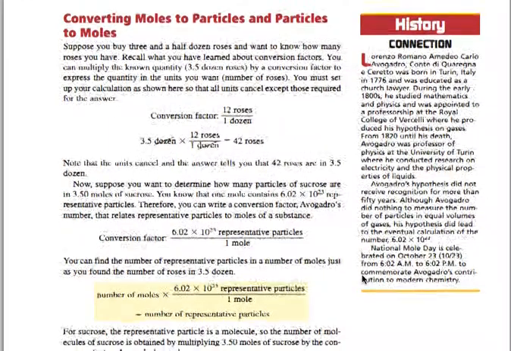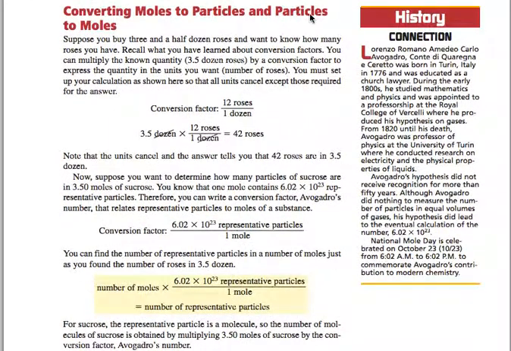Converting moles to particles and particles to moles. So this is going to be the mathematics part. Suppose you buy 3½ dozen roses. Remember, a dozen is 12, and you want to know how many roses you have. Recall what you've learned about conversion factors. You can multiply the known quantity, 3.5 dozen roses, by a conversion factor to express the quantity in the units that you want, number of roses. You must set up your calculations as shown here so that all the units cancel except those required for the answer. So, the factor is 12 roses to 1 dozen.